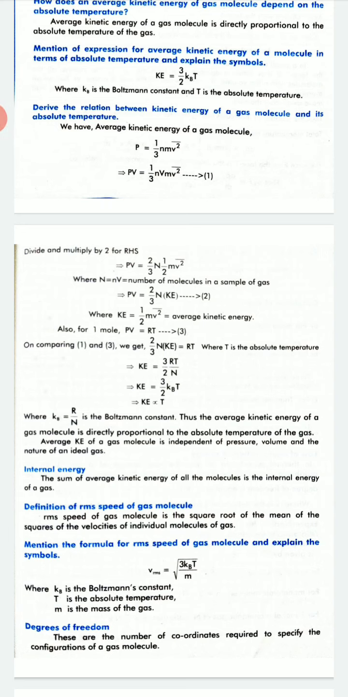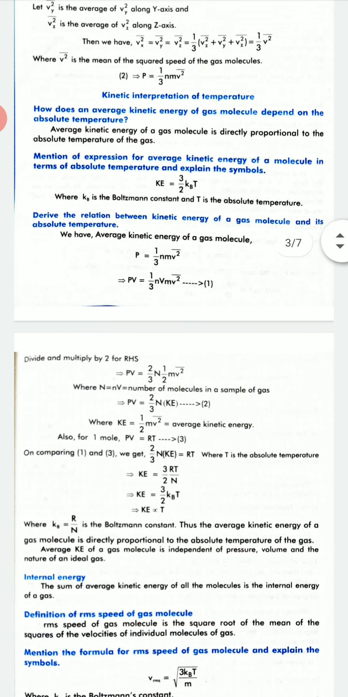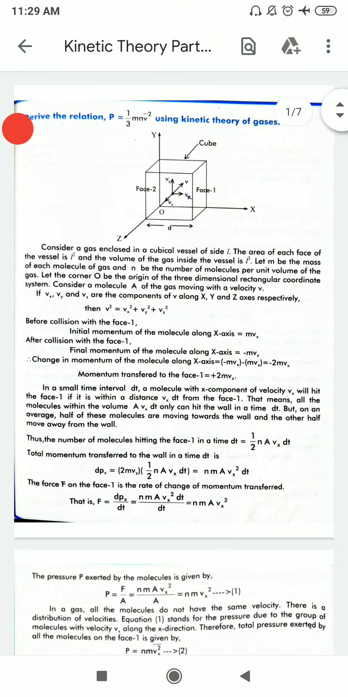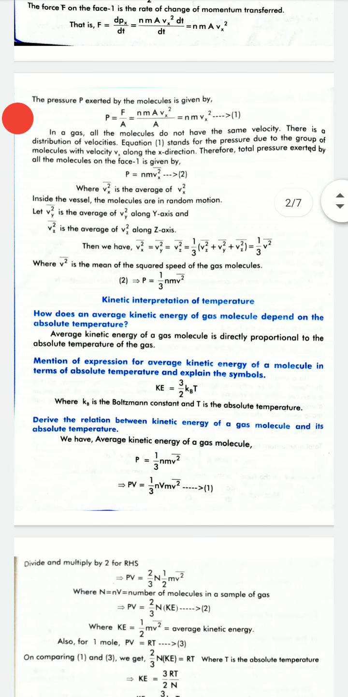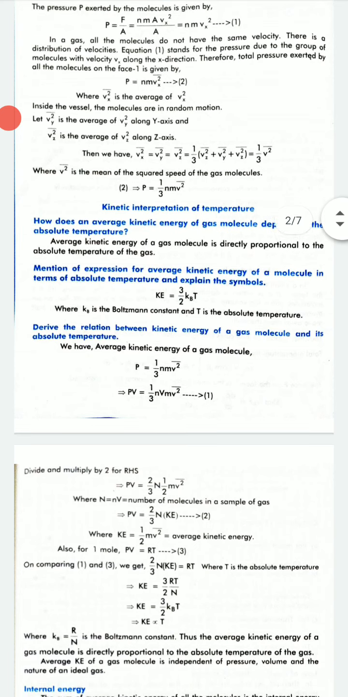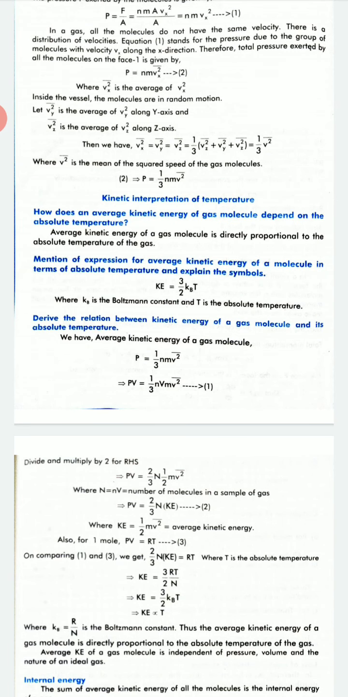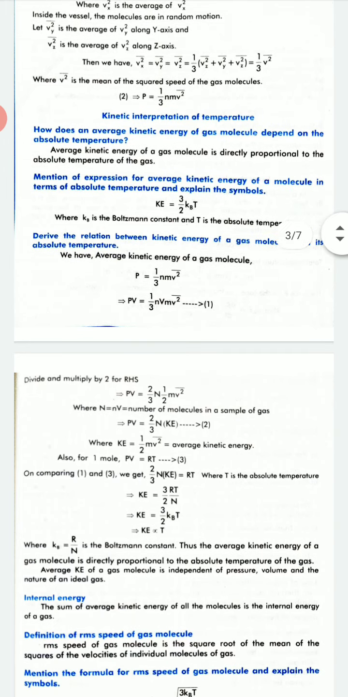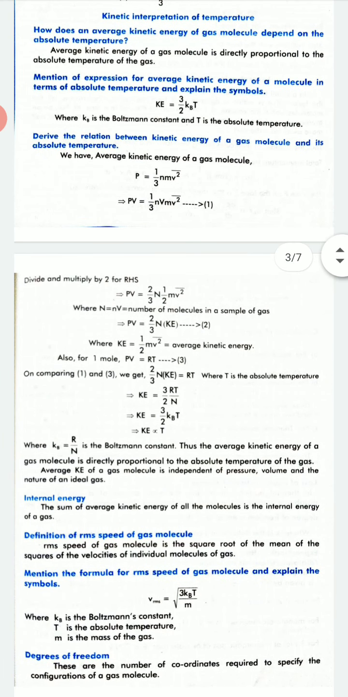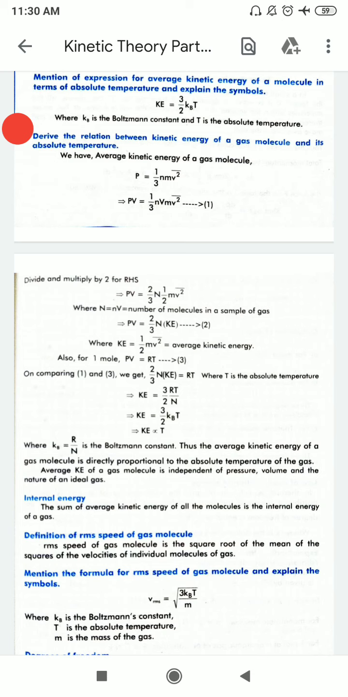So in this video we discussed the relation P is equal to 1 by 3 m n v square bar. After that we discussed another relation, that is the relation between kinetic energy and temperature of gas molecules, and some small definitions also. So in this video we'll stop up to this much. In the next video we'll go through the next part of this kinetic theory.